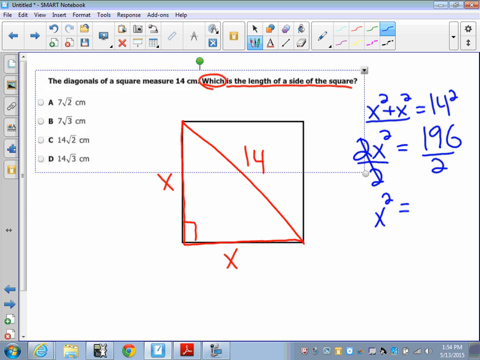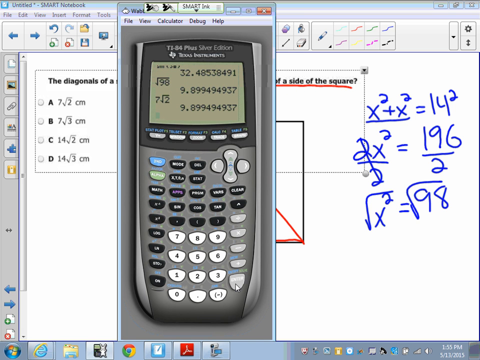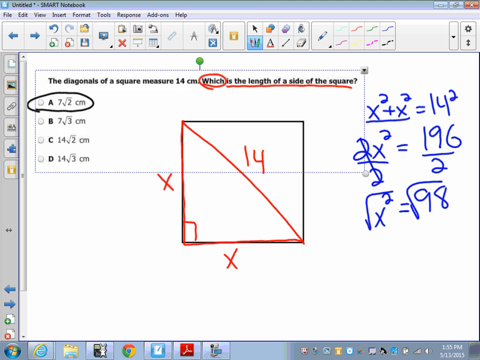X squared is equal to 98, and we take the square root of this. So we get 9.899. It goes on forever. So we need to see which one of these would be the right answer. So let's go through our options. 7 square root of 2. There we go. It's the first one. So that's going to be our correct answer.